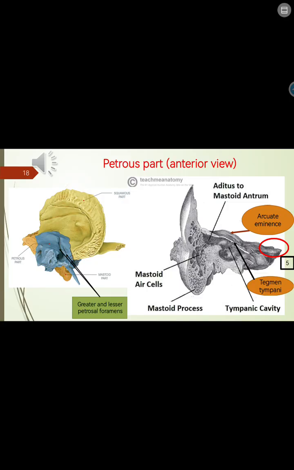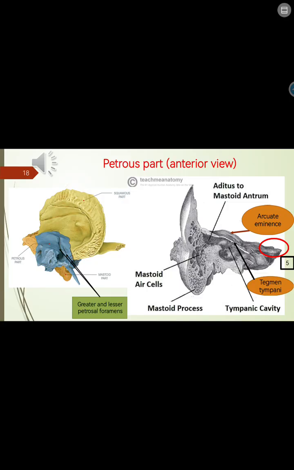The anterior surface basically contributes to the floor of the middle cranial fossa and is continuous with the cerebral surface of the squamous part. Behind the apex is a trigeminal impression because the trigeminal ganglion is here in an adult individual.